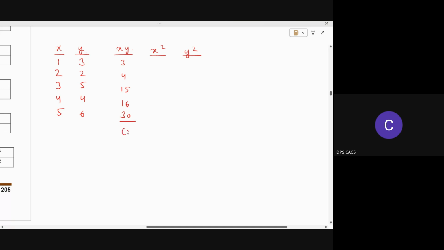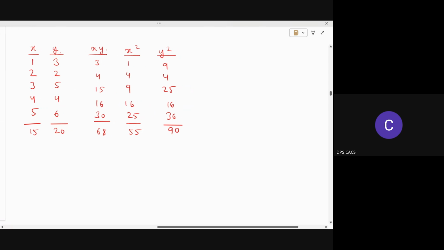XY total is 68, right? X square total is 55, Y square total is 90. Total of X column is, 20, right? No, 15, and Y column is 20. So we have all the totals now. Formula 3 will be applied and you will get the answer.